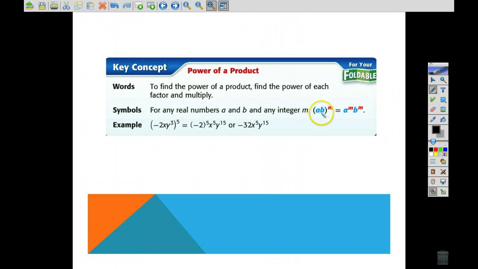All right, so anything within the parentheses, you're going to give the power to everybody inside the parentheses. So a to the m and b to the m. So here's an example: negative 2 to the 5th power, negative 32.